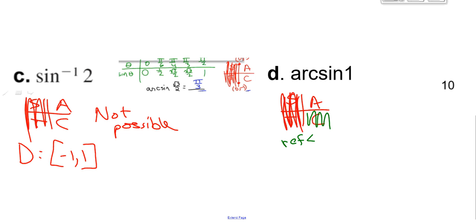Our reference angle is pi over 2. The 1 is on there. Pi over 2 is the angle that we use. We've already blocked this out, but just to validate that and remind ourselves of what we've done before, that point is (0, 1). And so that is going to be the positive pi over 2. So the arc sine of 1 is equal to positive pi over 2.